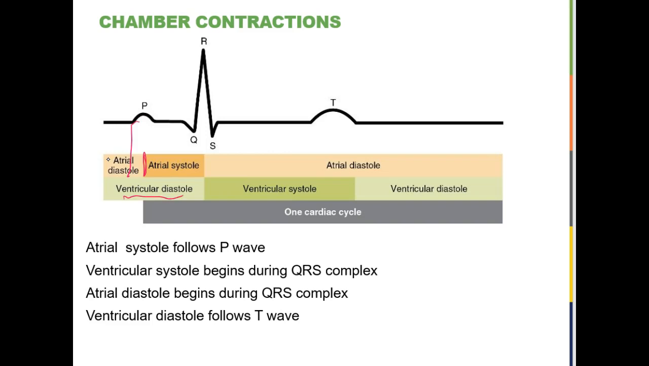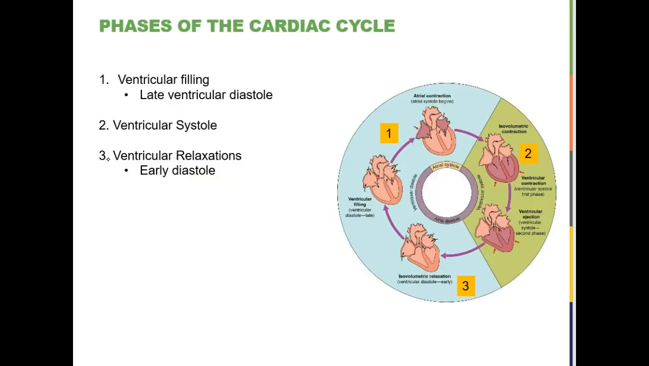So here's the ventricles relaxing, and at this point right here is when they start to depolarize, but they don't start to contract until about two-thirds of the way through the QRS complex. So you just want to know that there's always going to be a little gap in between depolarization and contraction of a chamber. And then the same thing with relaxation. There's a gap between the repolarization and the full relaxation.